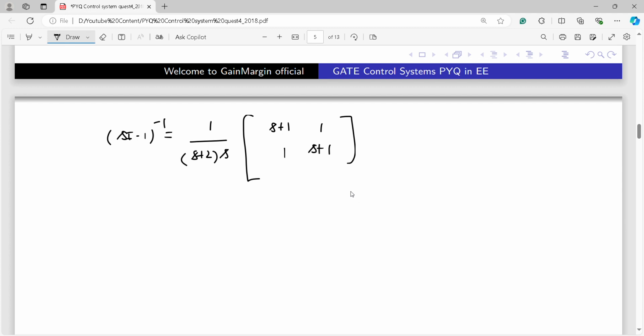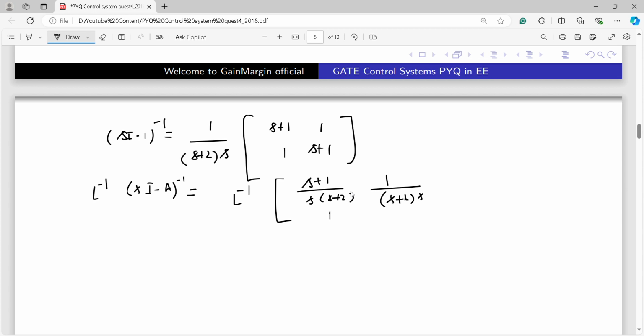Then finally we need to do Laplace inverse. So each element, we can say each term, we need to do a Laplace inverse. So let me take the Laplace inverse of s plus 1 by s into s plus 2. Yes, I am multiplying inside this term, and this is s plus 1.